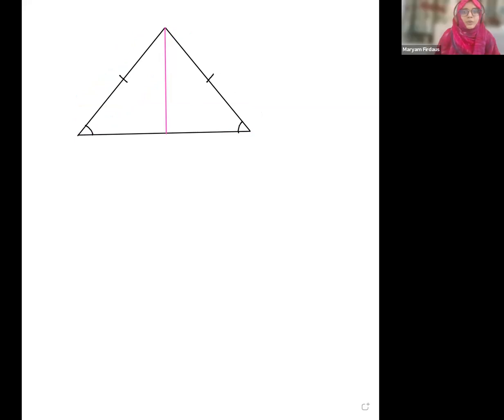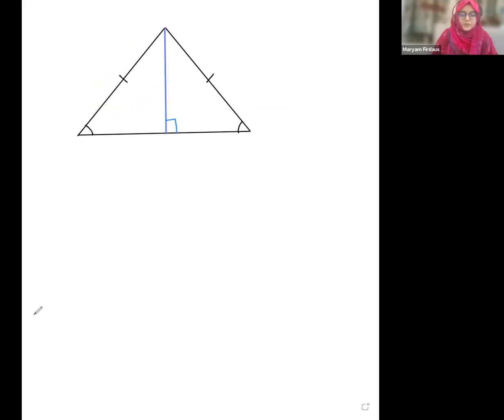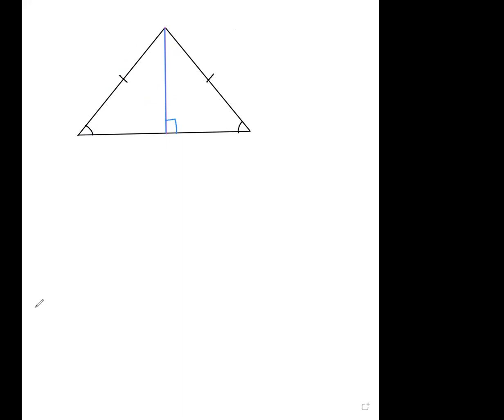Also, now let's try drawing the altitude. If I draw the altitude, I will draw it here only. Why? Because this is 90 degrees. So we just have to do one median and one altitude. Yeah, just one. Okay, I understand. Very good.